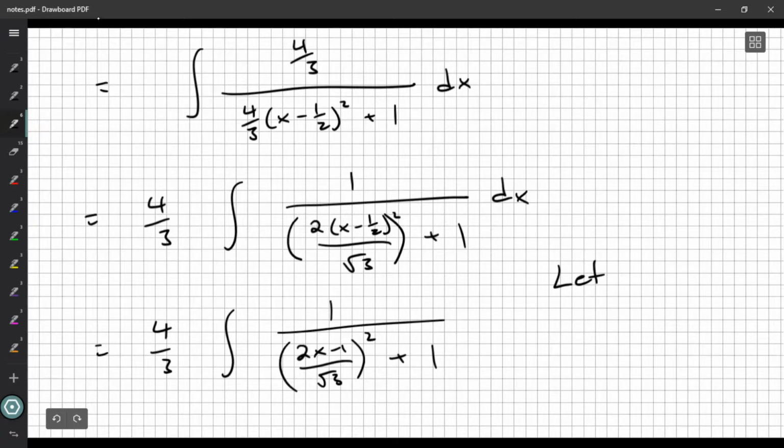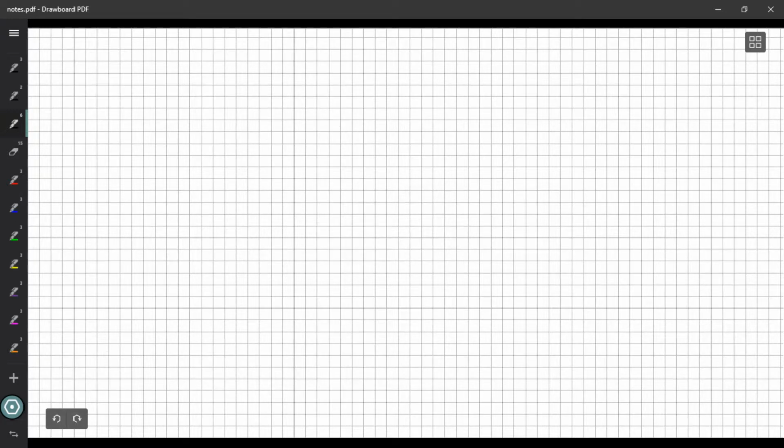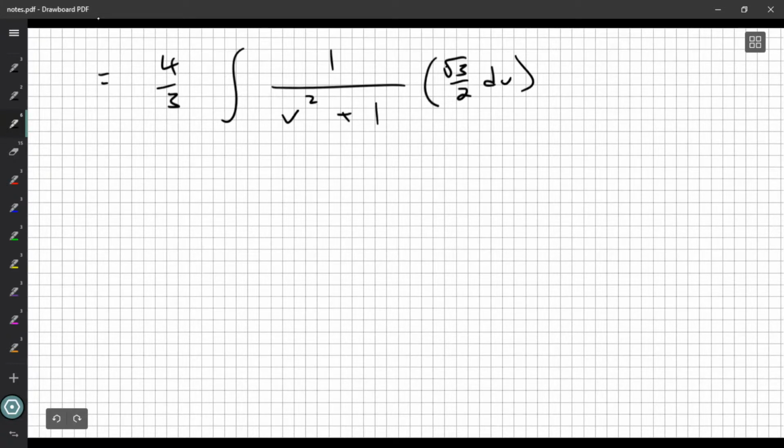And now we can do a substitution. So let's let v be 2x minus 1 over root 3. dv is just going to be 2 over root 3. Okay, so we can rearrange that and say dx is root 3 over 2 dv. Now we can go ahead and substitute. Okay, so in place of the dx, we have root 3 over 2 dv. On the bottom, we'll have v squared plus 1. So now let's bring the root 3 over 2 out. We have 2 over root 3.